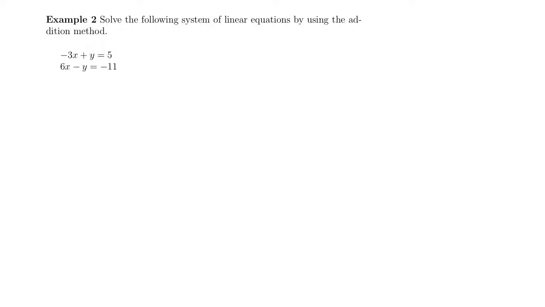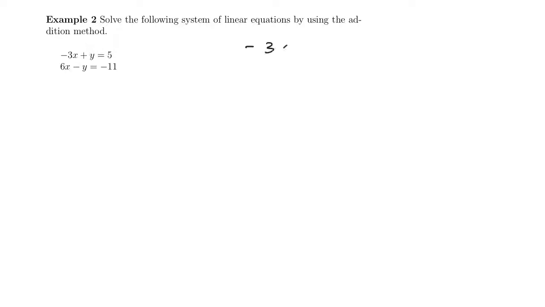Example 2 here is going to illustrate another really powerful method that's very quick for solving certain systems of linear equations. This one's called the addition method, and that name just means you're going to take your equations and add them together in some way. So I'm going to rewrite these equations.